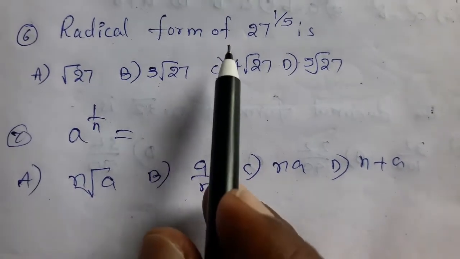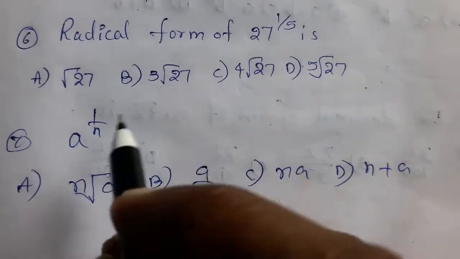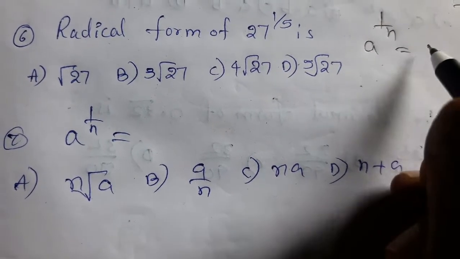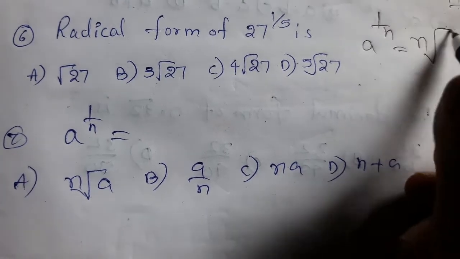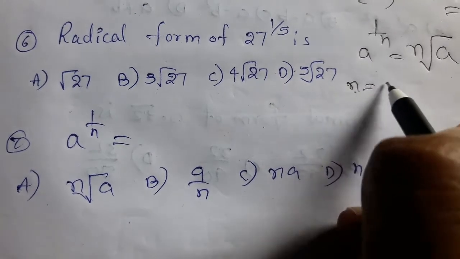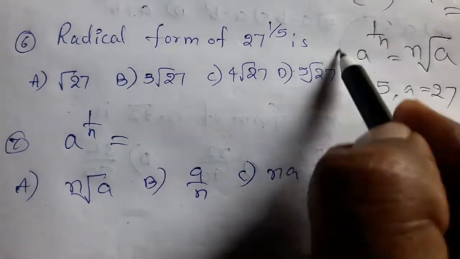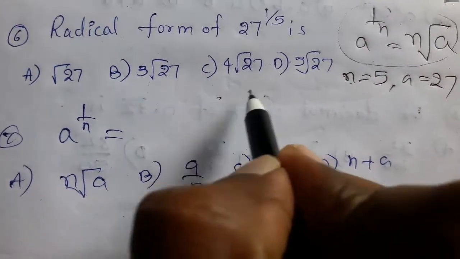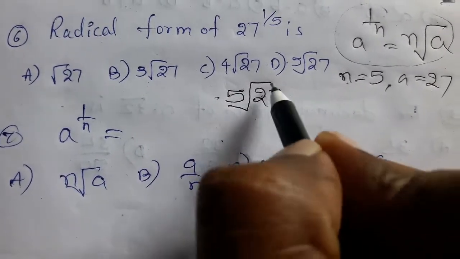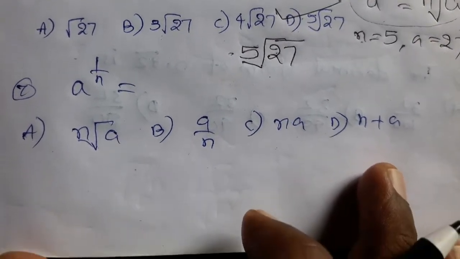The radical form of 27 whole power 1 by 5 is given. This is a power 1 by n, isn't it? This can be written as nth root of a. That means the value of n is what here? 5. The value of a is 27. So this can be written like this. That means what is the answer here? 5th root of 27 is the answer of the given question. That means option number D is the right answer of the given question. Now move to next question.